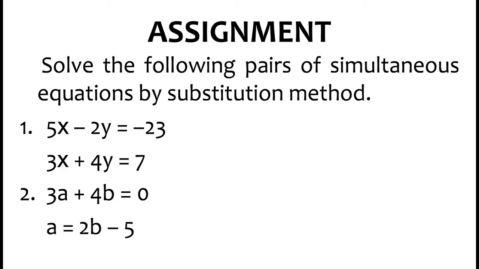Let me quickly take that again. 1. 5x minus 2y equals minus 23, and 3x plus 4y equals 7. Number 2. 3a plus 4b equals 0, and a equals 2b minus 5.